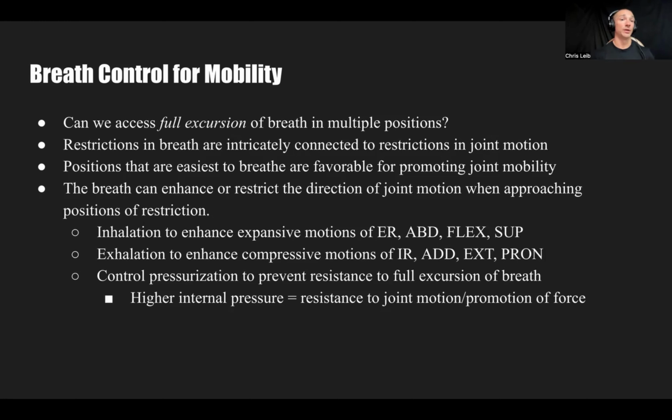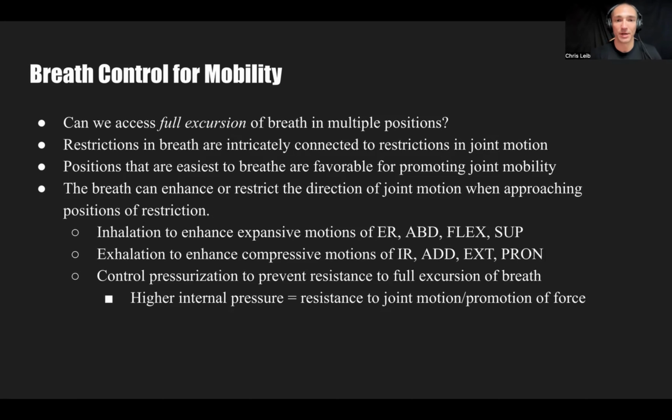Where on the inhale, we don't necessarily need to go farther into the position, but we might have an expansive cue to go against different compensations that might come into play. Having this idea of when we use the inhale, when we use the exhale, or using the inhale and the exhale strategically can really help us guide mobility limitations.